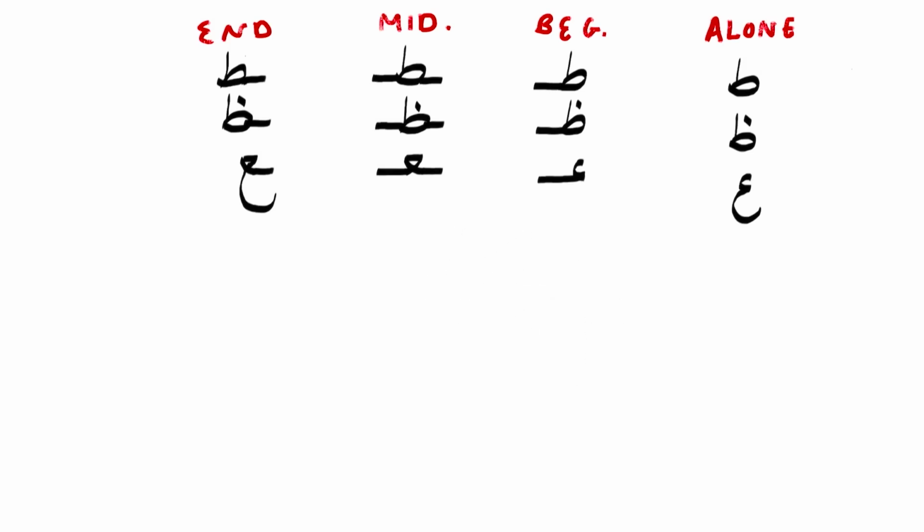So what we can actually do as an example is, I'll show you an example now with 4 ains. I'll show you ain alone, I'll show you ain at the beginning, middle and end. So here's ain alone, as we know. Now I will draw 3 ains and connect them all together.